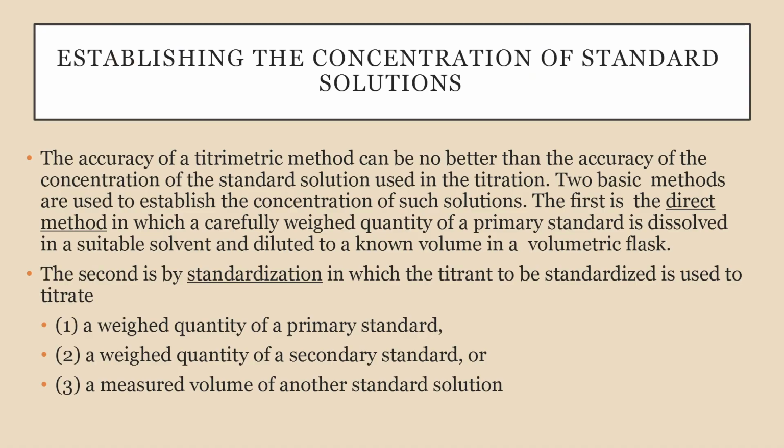Okay, so establishing the concentration of standard solution. The accuracy of a titrimetric method can be no better than the accuracy of the concentration of the standard solution. So it's very important for us to know the concentration of the standard solution. The two basic methods to establish the concentration of such solutions: the first is direct, in which a carefully weighed quantity of primary standard is dissolved in a suitable solvent and diluted to a known volume in a volumetric flask. The second is by standardization, in which the titrant to be standardized is used to titrate a primary standard. So again, you have your direct and you have standardization.